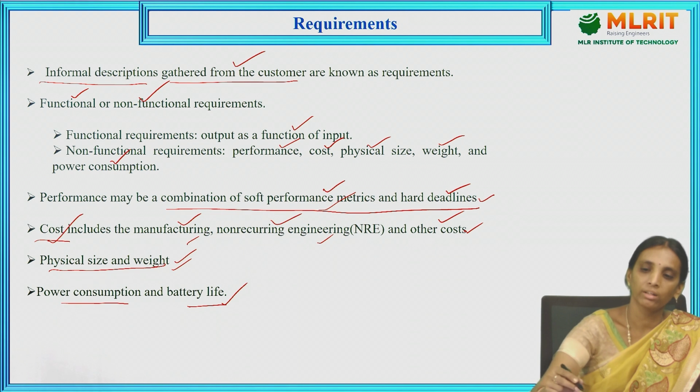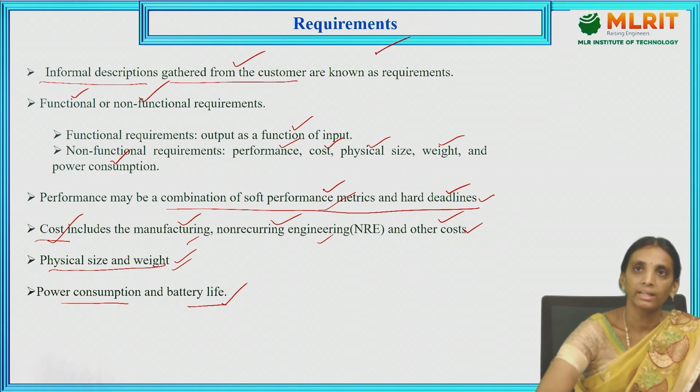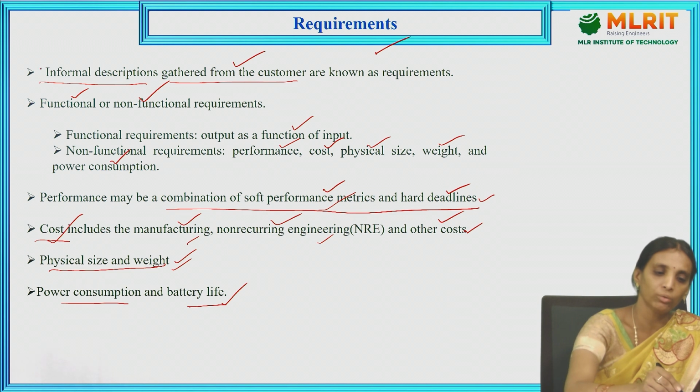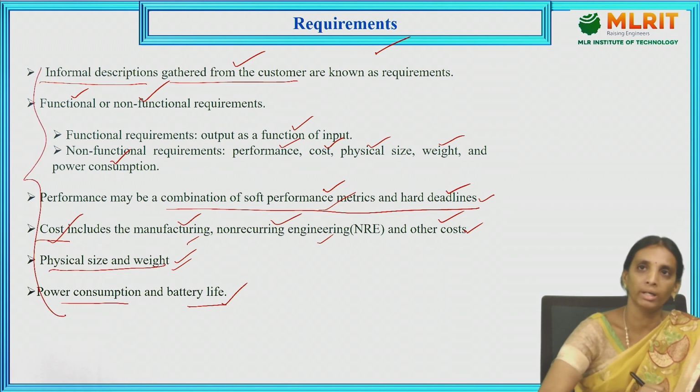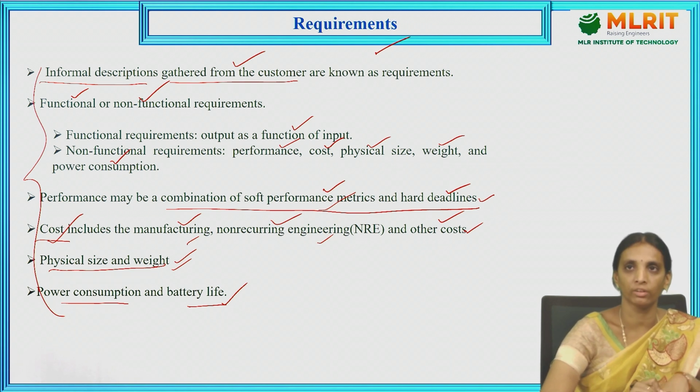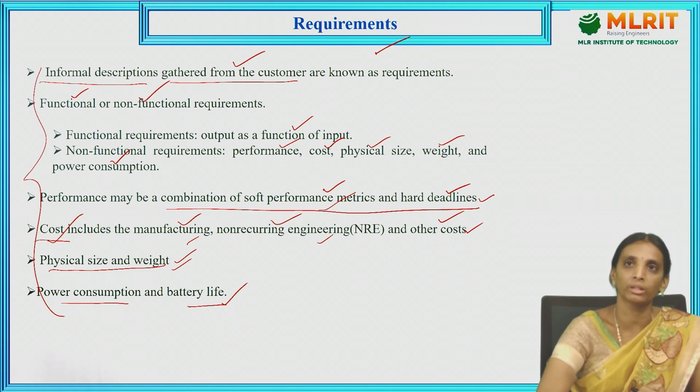So the requirements are nothing but the informal descriptions gathered from the customers. We need to gather the information from the customer. Based on the information we get from the customer, we need to prepare some format, and based on that, we prepare the requirements format for the design of the embedded system. This is the first step in the design process.